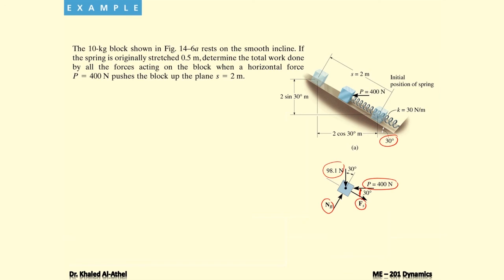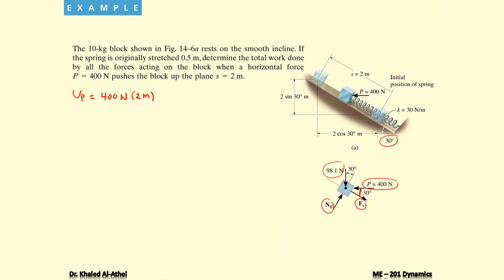And if you have something moving along a surface, then that normal force will be perpendicular to it, so it gives you zero. Now, let's start with the work done by the horizontal force P. So basically, I'm going to write the work done. So UP will equal, in this case, the force, which is 400 Newton, multiplied by the distance, which is 2 meters, multiplied by the angle between them.